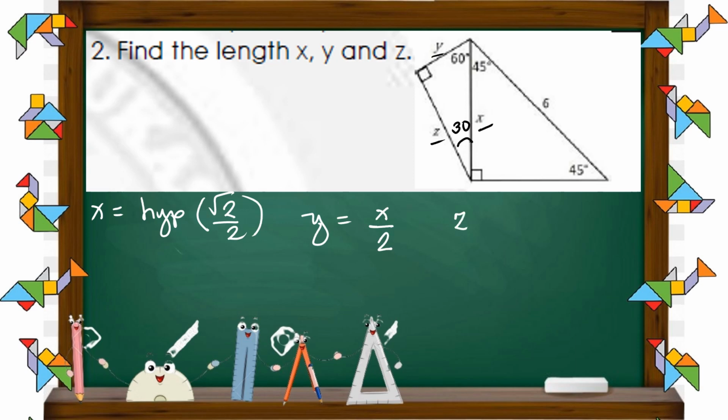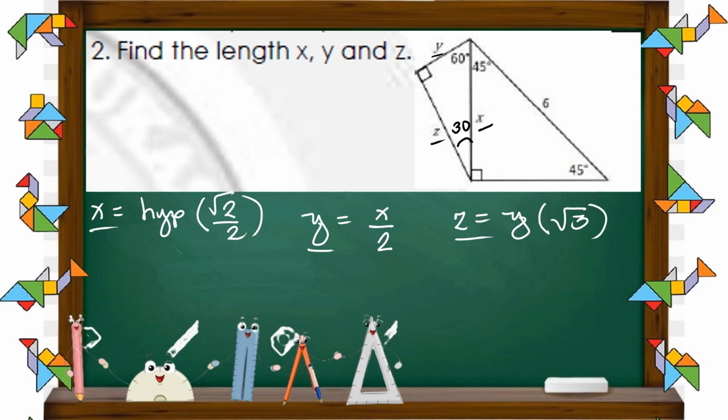Then finally, for z. To find the value of your z, you should already have the value of your y. So to find the value of your z, that is the value of your y, multiply to the square root of 3. Okay, so that's how you're going to find the value of your x, y, and z. So you start with finding first the x, then your y, then z. So that's a domino effect so that you will be able to find the values of each variable.